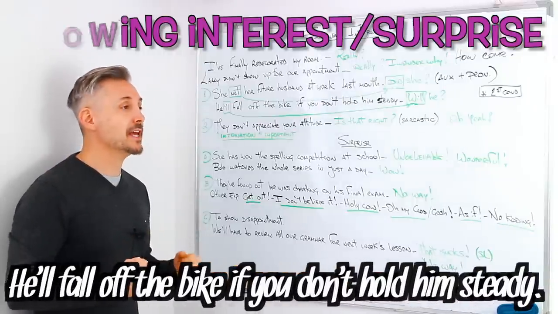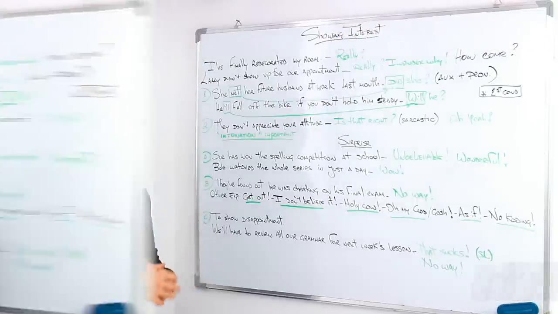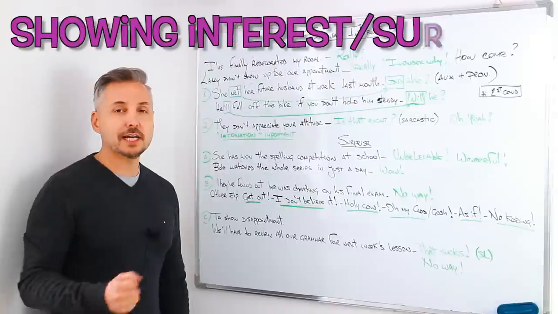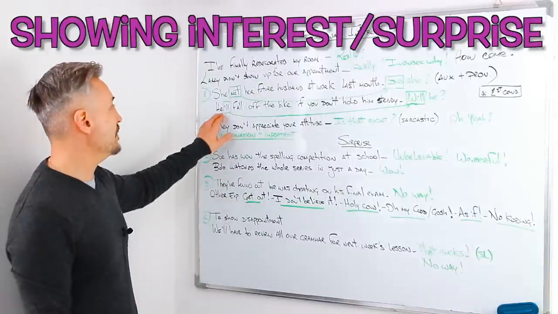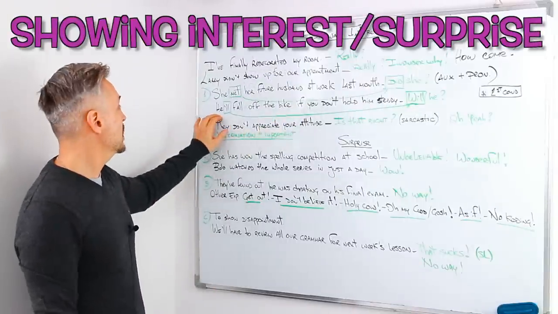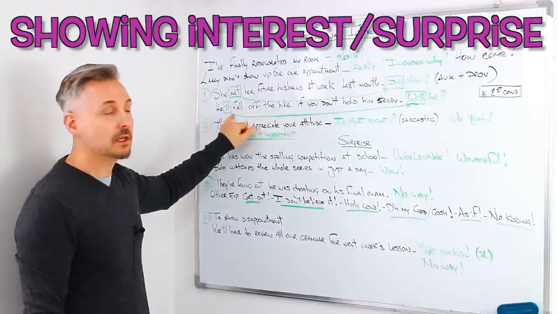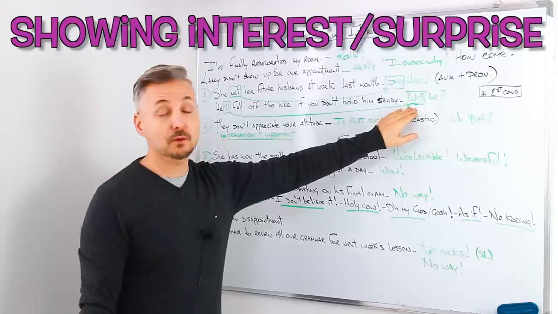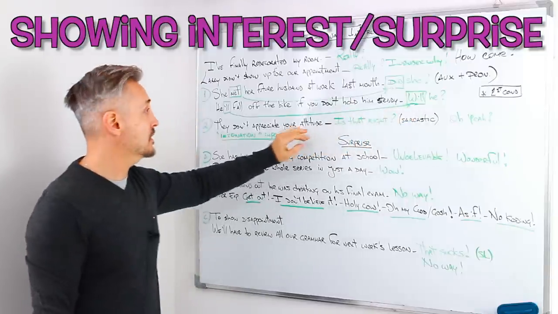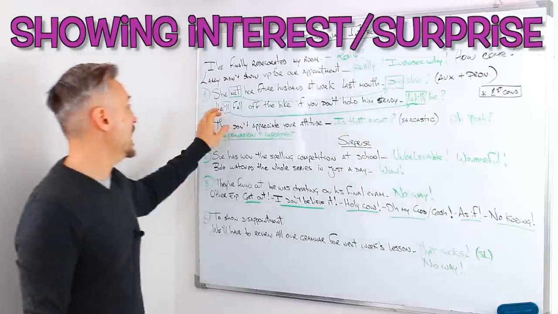Let's take a look at another example. He'll fall off the bike if you don't hold him steady. Will he? Right, so in this example, we have a future statement. He'll fall off the bike. He will. So the auxiliary is will, and then the pronoun in this case is he.